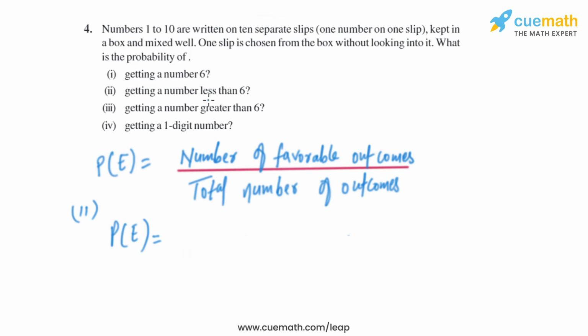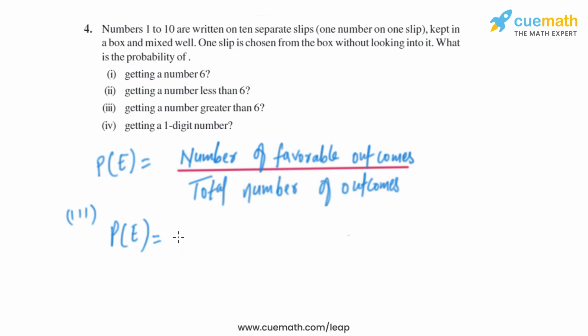Now let's have a look into the second part, getting a number less than 6. So the numbers less than 6 are basically 1, 2, 3, 4 and 5. So there are 5 favorable outcomes divided by the total number of outcomes, that is 10. So it's basically 1 by 2.